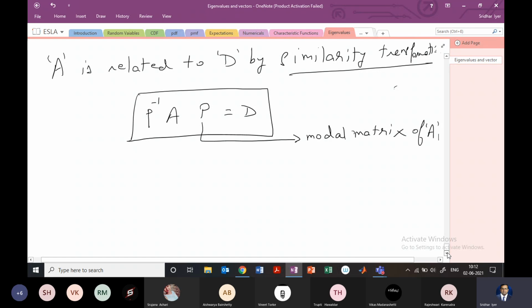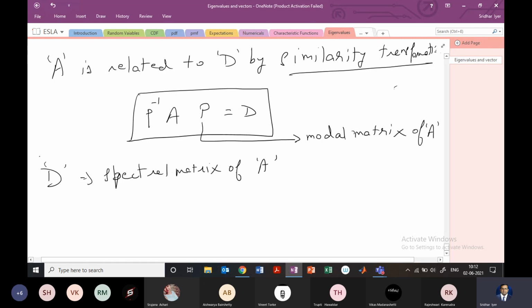The resulting diagonal matrix D, which we obtain, is known as the spectral matrix of A.